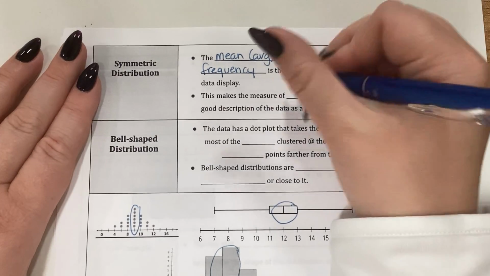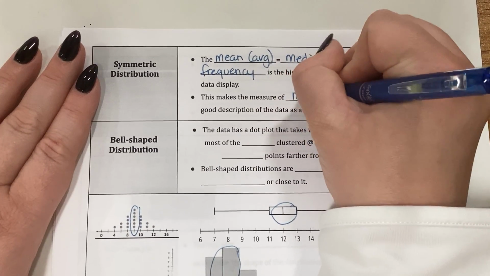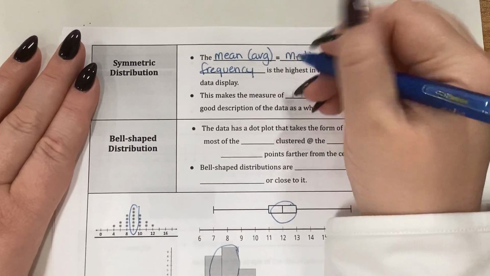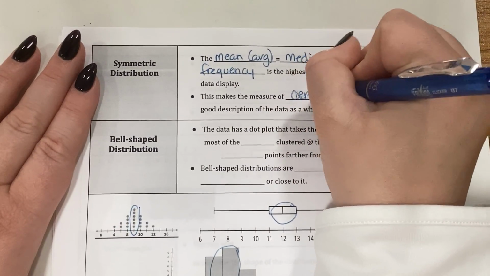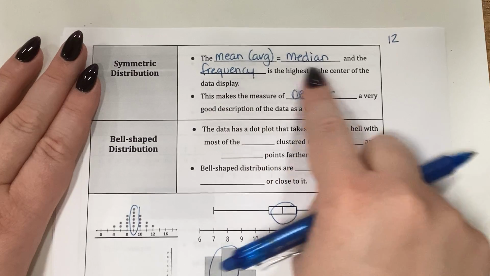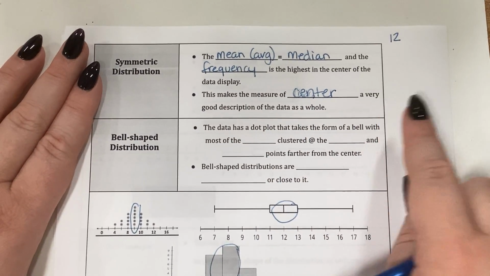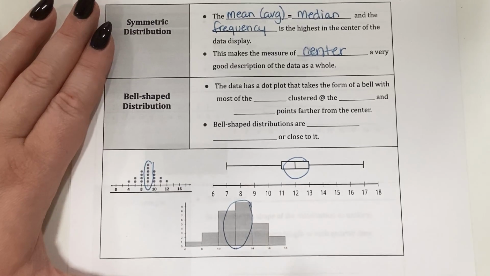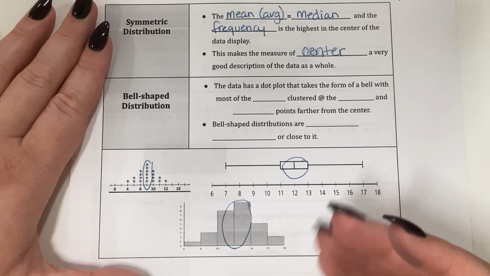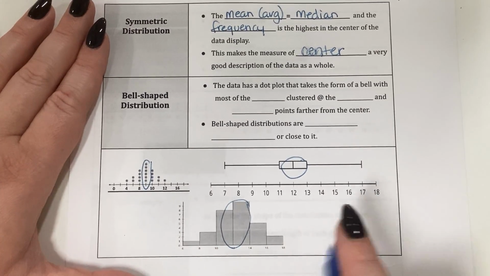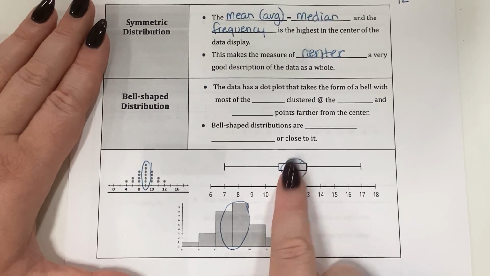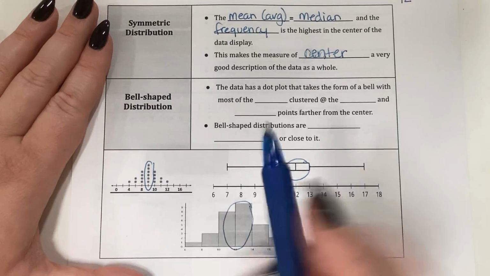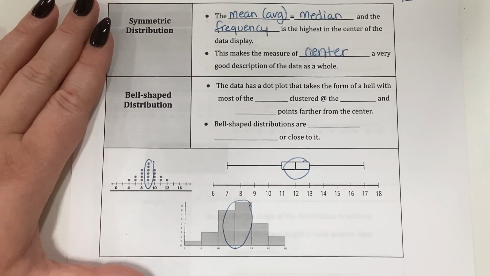So because of that, it makes the measures of center, actually not measures, center, we want to put here. So mean and median are measures of center. It makes it a good description of the data as a whole. So the things that are happening here, whether it be ages or whatever you're collecting, the majority of people who respond to this is going to be here. What's typical, what's average will be in the middle.